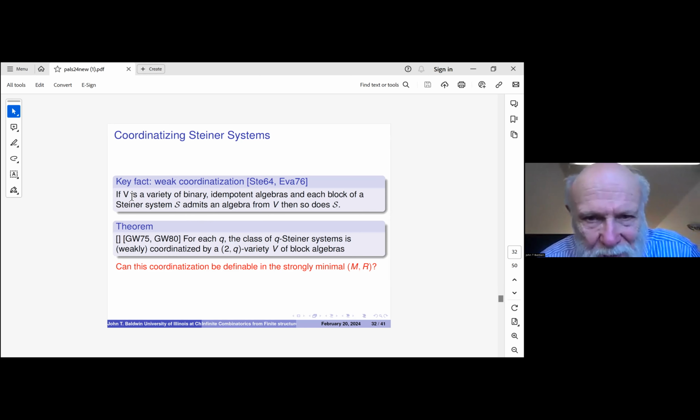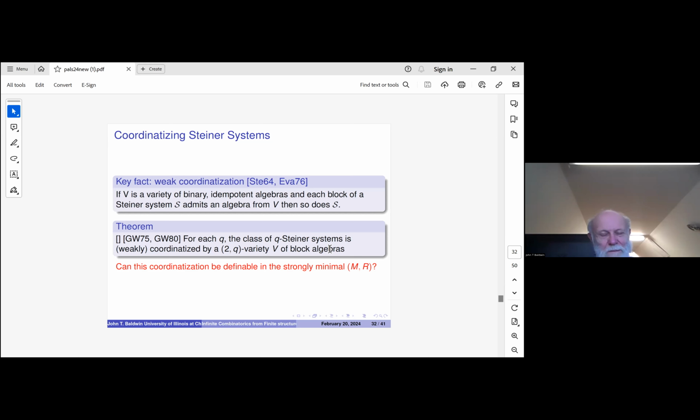Well, this is the remark that if you have a variety of binary idempotent algebras and each block of a Steiner system admits an algebra, so does S. And then Ganter and Werner show for each Q, the class of Q Steiner systems is weakly coordinatized by a 2Q variety V of block algebras. Now the question is, can this structure actually be defined in the Steiner system?